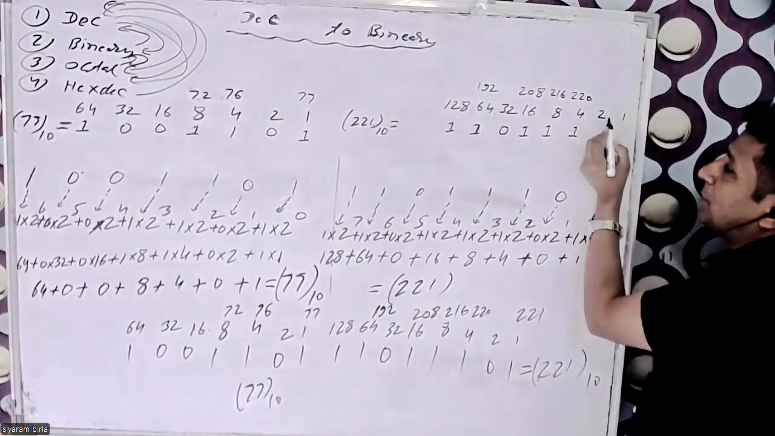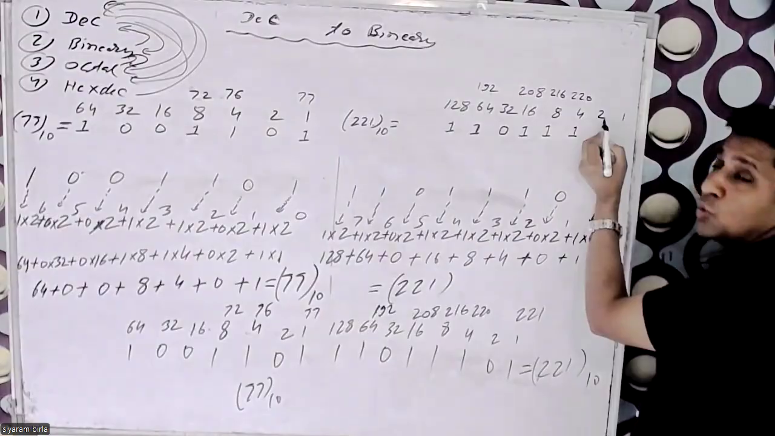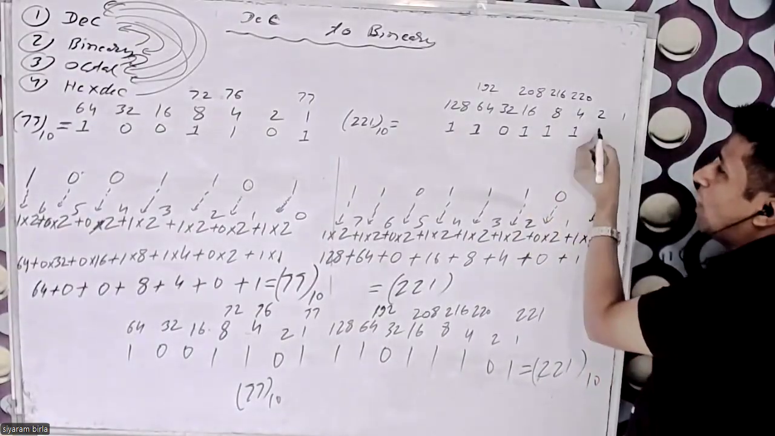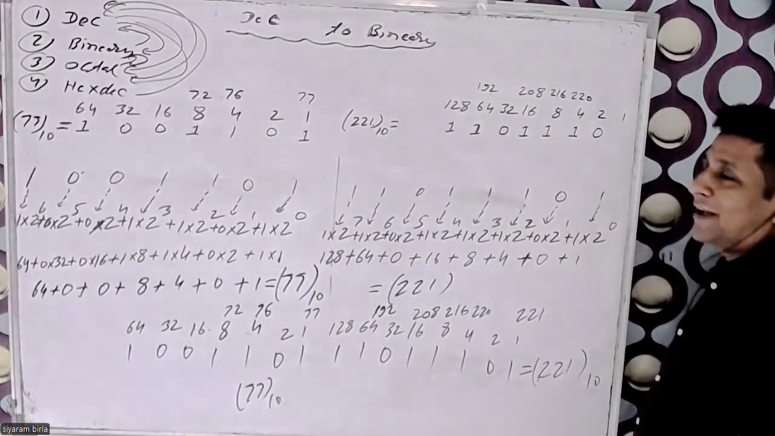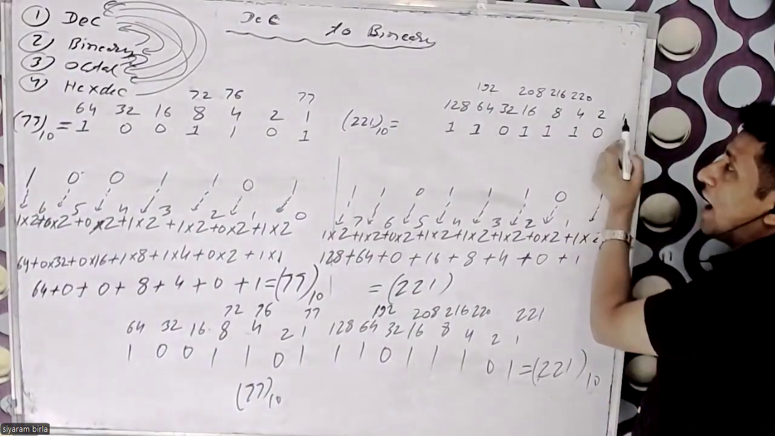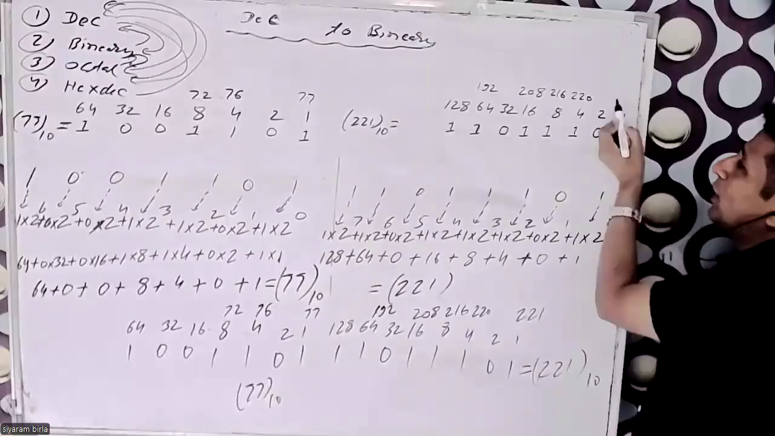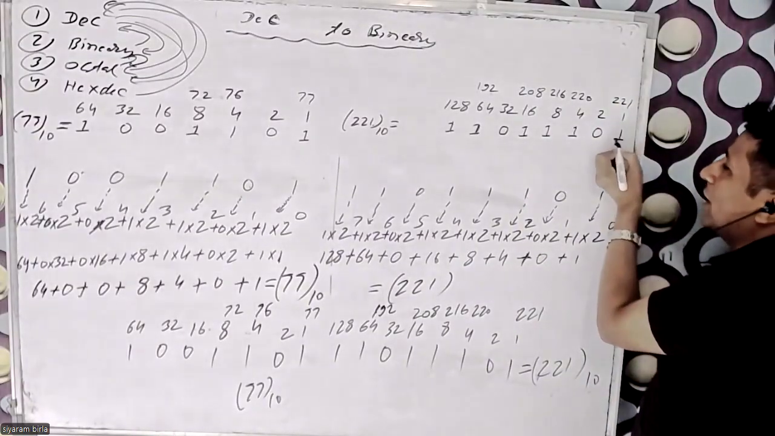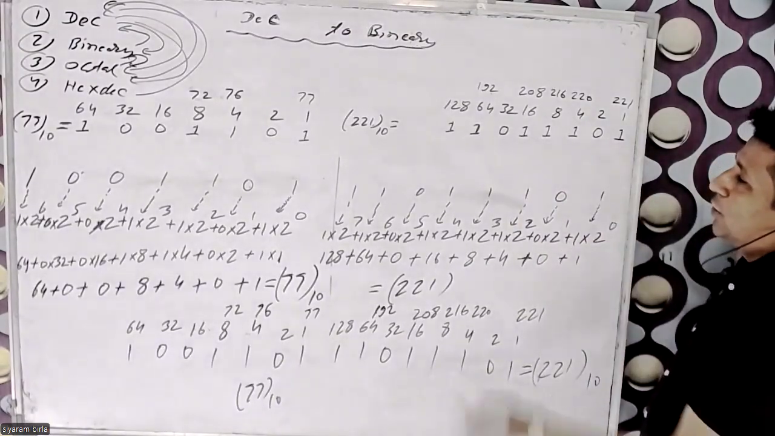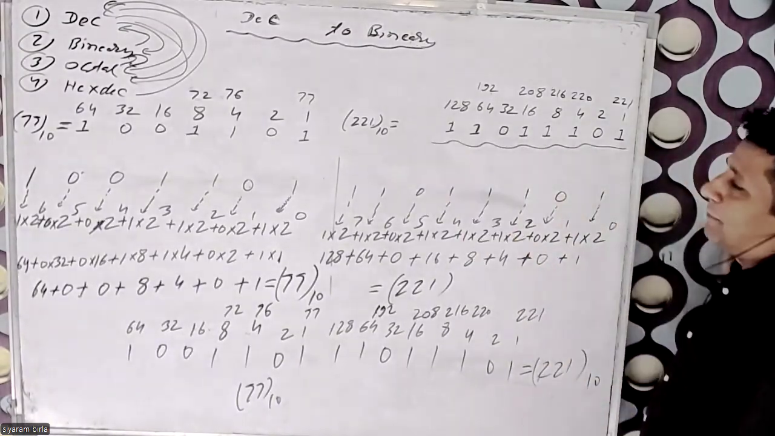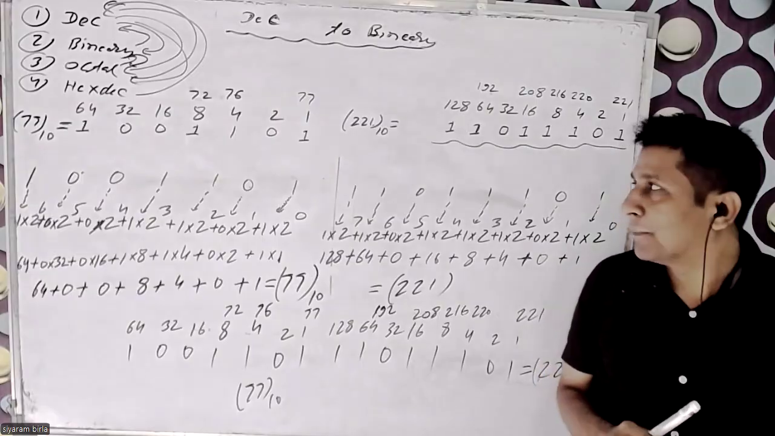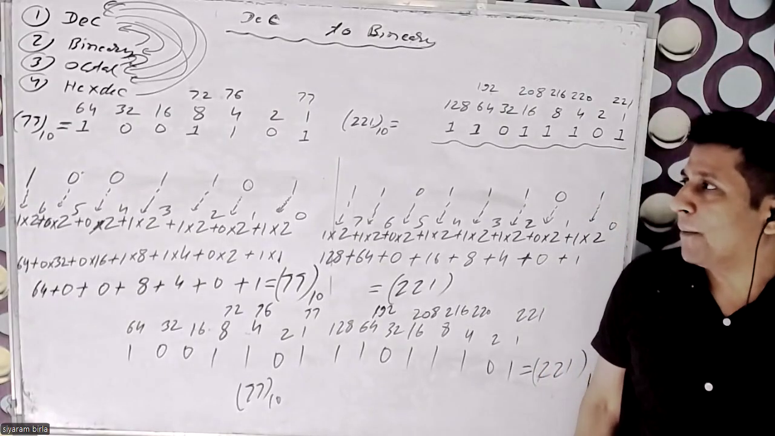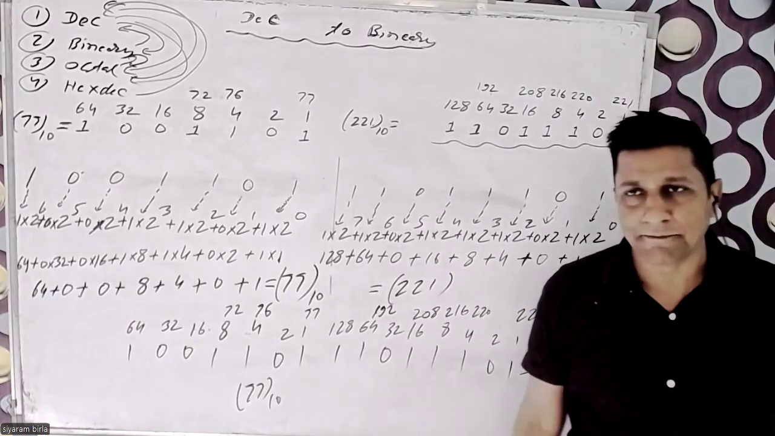If I add 220 plus 2, it becomes 222. 222 is greater than 221, so I take it as 0. But to 220 I will add 1, so it becomes 221. It's equal to 221, so it becomes 1. So that is my binary number for 221. It is the conversion from decimal to binary.